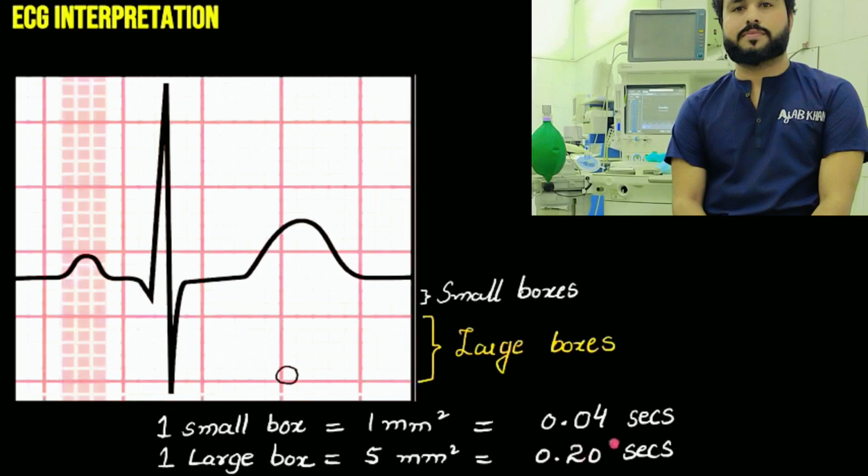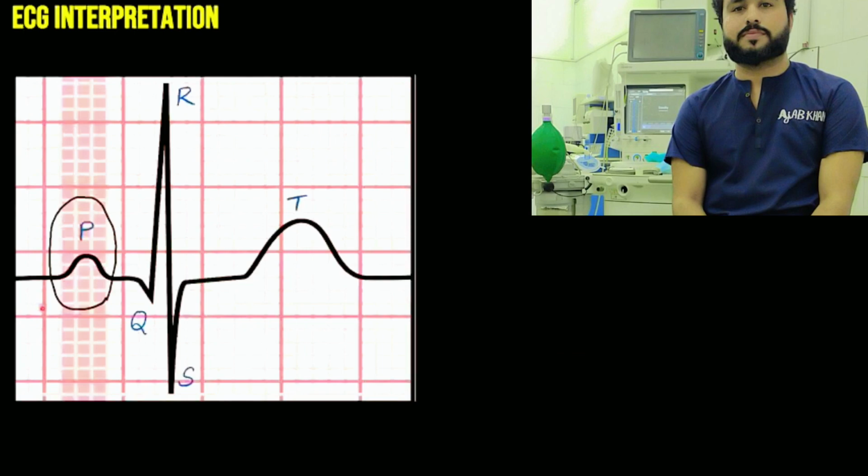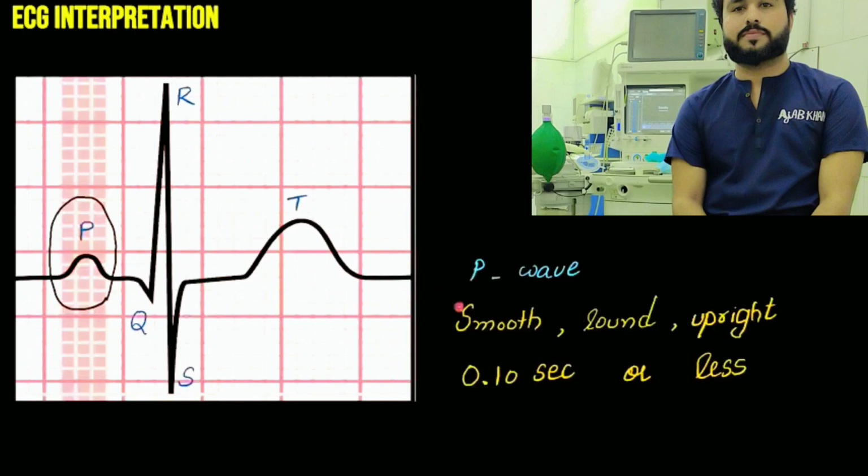Remember the small box measurements, and it will be much easier for you, because this is where we will detect PR interval prolongation, QT prolongation, QRS prolongation, wide and narrow QRS. This is very important, must memorize this. Now I'll briefly go through the P wave. P wave should be smooth. A normal P wave should be round and upright, with a duration of 0.10 seconds or less. That's why I was stressing on the last slide that you should memorize the size of small boxes.